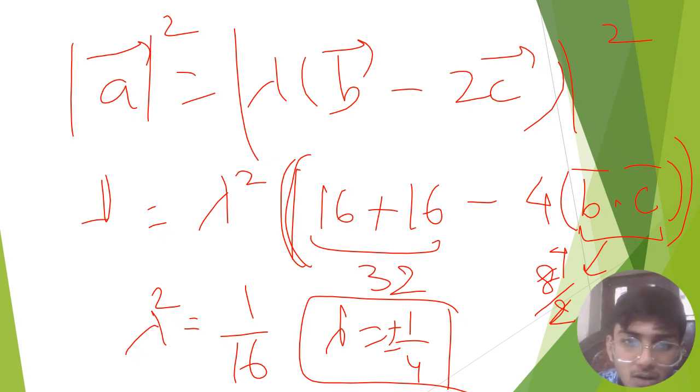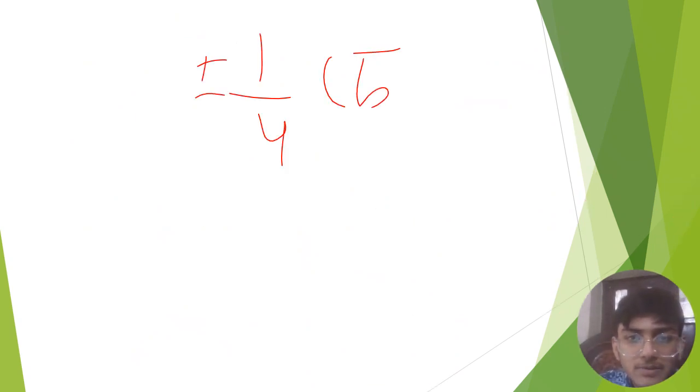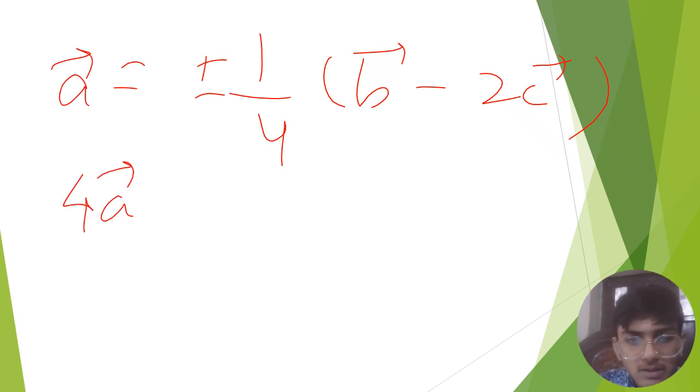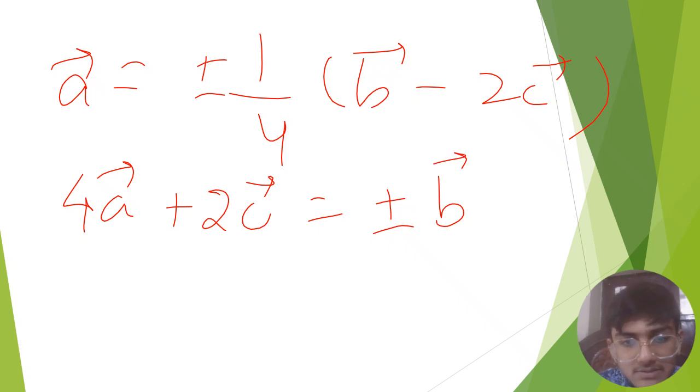vector. Okay, so now we will use again this relation. Lambda is coming as 1 by 4, take plus minus 1 by 4. No issues. Okay, so plus minus 1 by 4, b vector minus 2c vector, and this is coming up to be a vector. So 4a vector plus 2c vector is equal to plus minus b vector. I think it is clear to you.